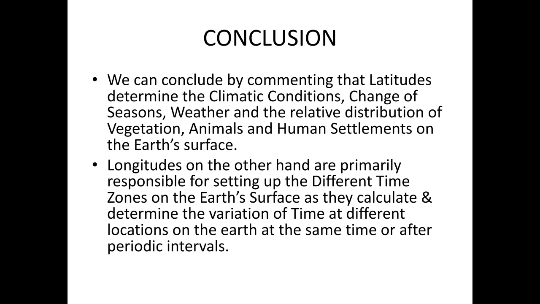We can conclude by commenting that latitudes determine the climatic conditions, change of seasons, weather, and the relative distribution of vegetation, animals, and human settlements on the earth's surface, which are absolutely determined by the climatic conditions of the place, the amount of rainfall, the changes of seasons, the changes of weather, etc. And these are all clearly manifested by the latitudinal position and its distance from the 0-degree latitude called the equator.